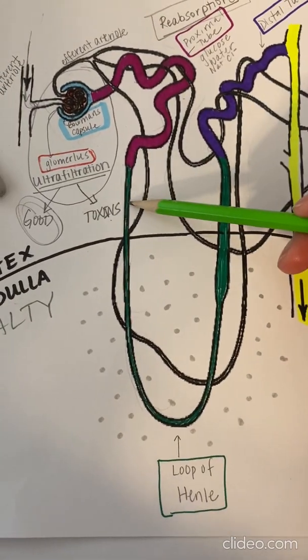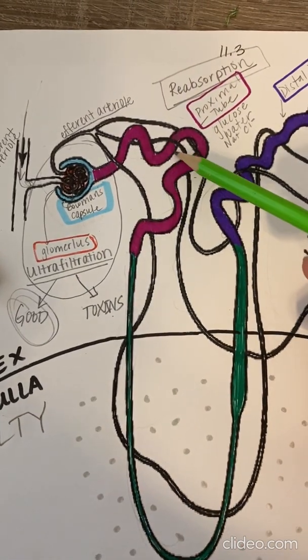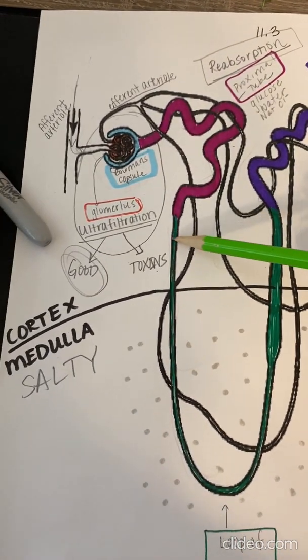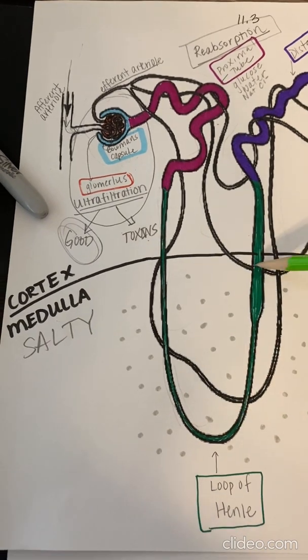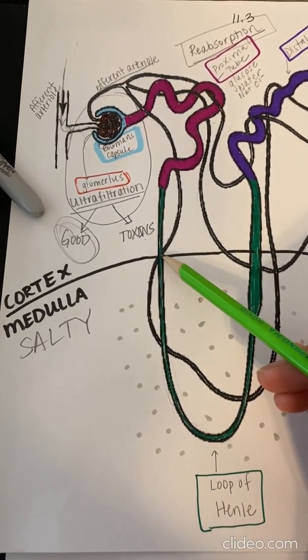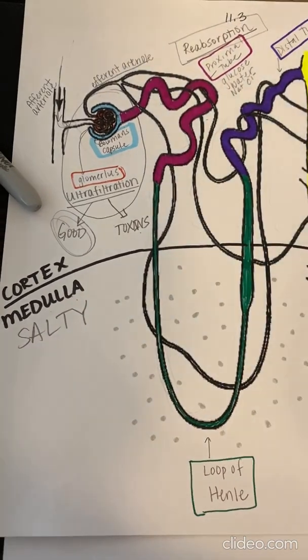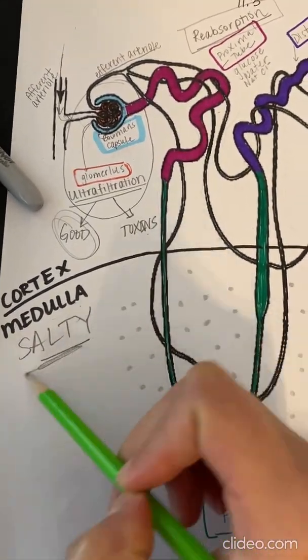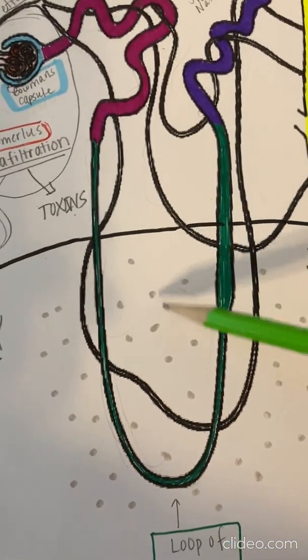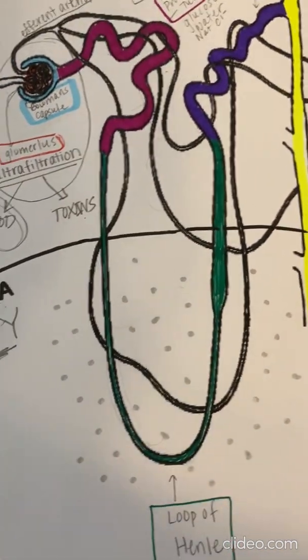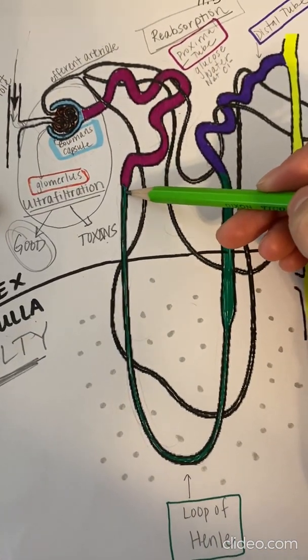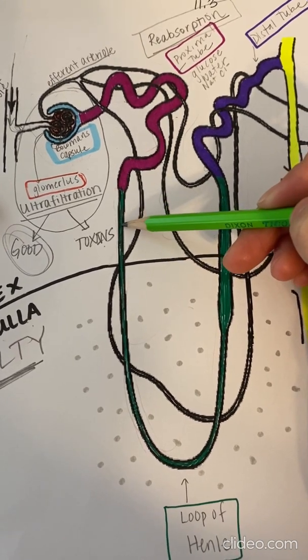So now that we have reabsorbed, we now enter into the loop of Henle. And you can see that when you enter the loop of Henle, we are now in the medulla part of the kidney. And man, this is salty. And you can see I drew all this salt there. This is salty. And remember that we have some water in here. In this substance, we have some water.